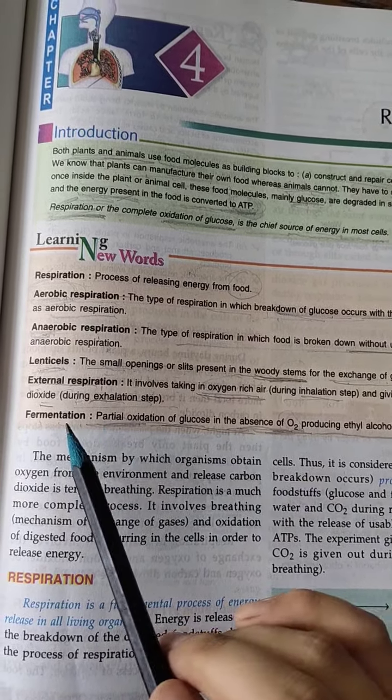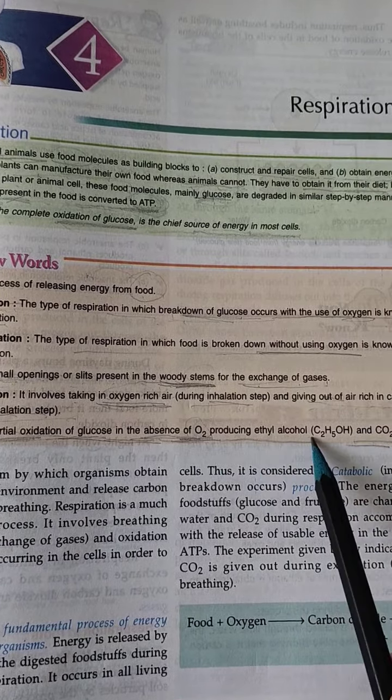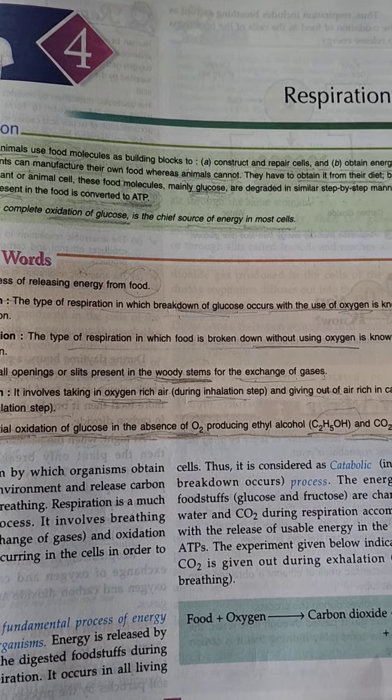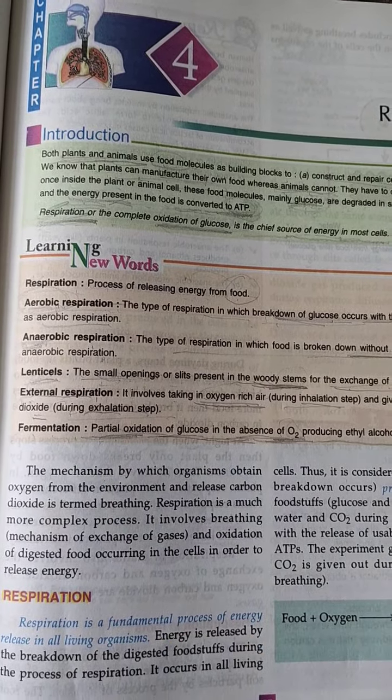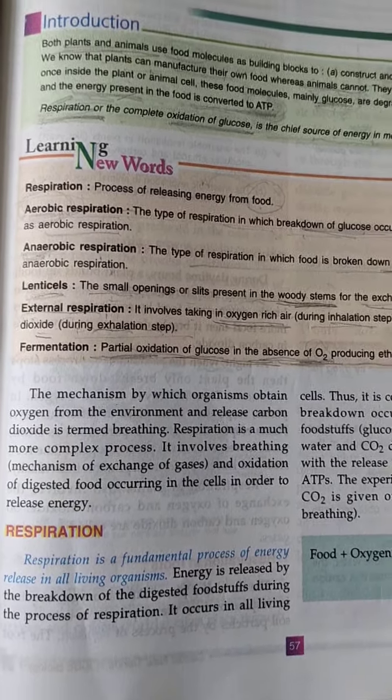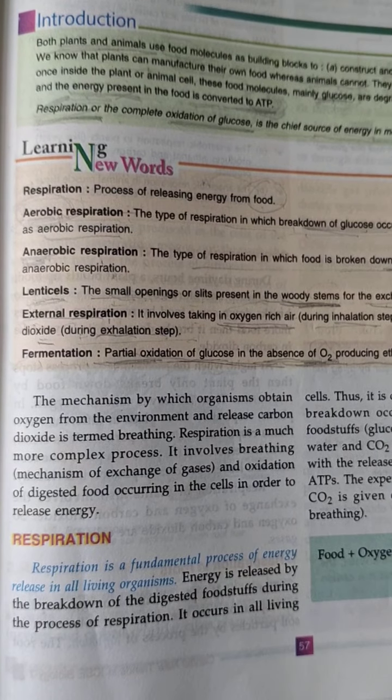एंड व्हाट आर द प्रोडक्ट्स फॉर्म्ड आफ्टर फर्मेंटेशन प्रोसेस? दैट इज अल्कोहल, इथाइल अल्कोहल एंड कार्बन डाइऑक्साइड. दीज टू आर फॉर्म्ड वंस द fermentation steps occurs. So these were the few words that you will be learning in this chapter.